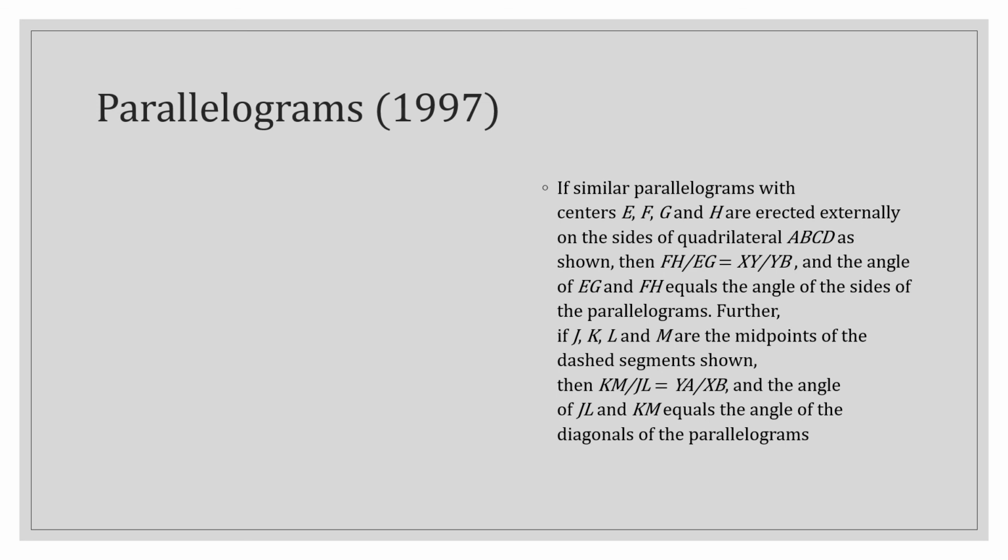Further, if J, K, L, and M are the midpoints of the dashed segments shown, then the ratio of KM to JL would equal the ratio of YA to XB, and the angle of JL and KM equals the angle of the diagonals of the parallelograms.